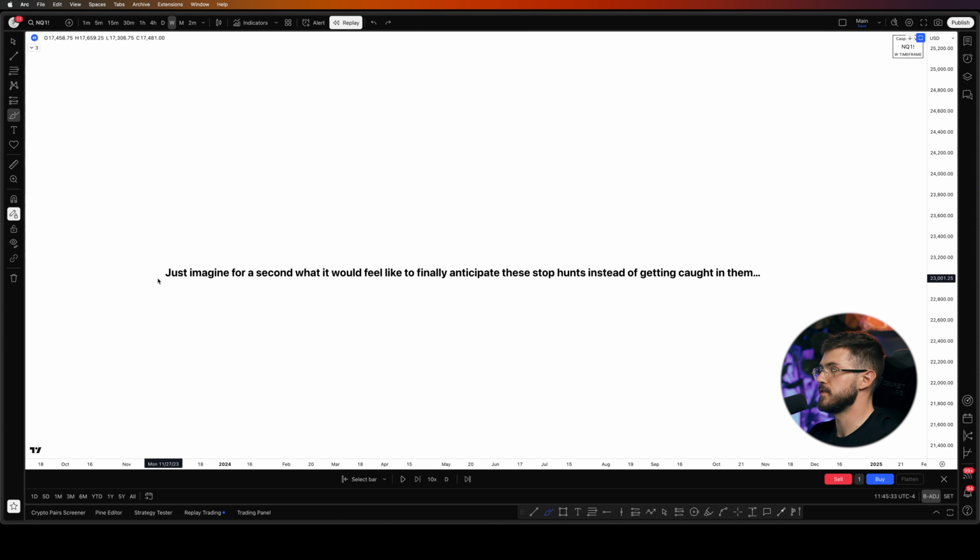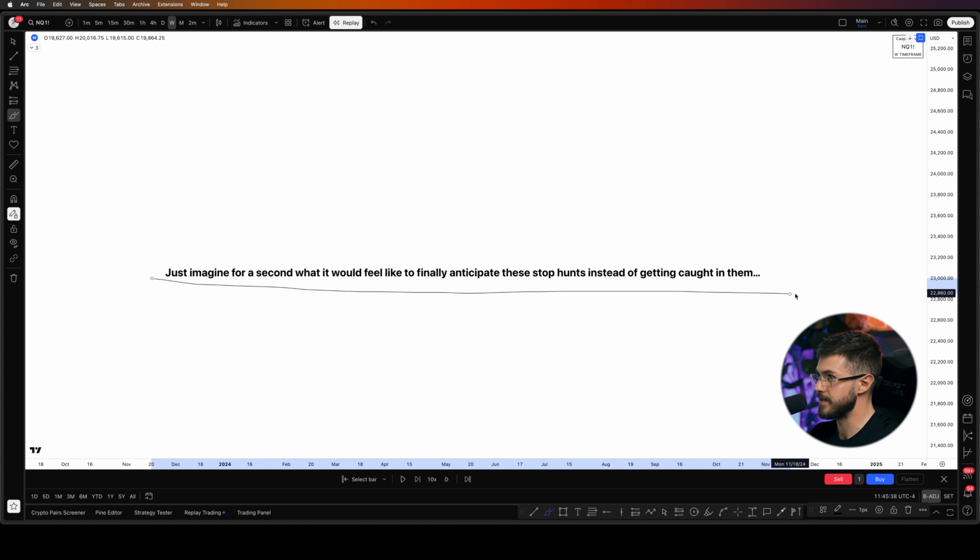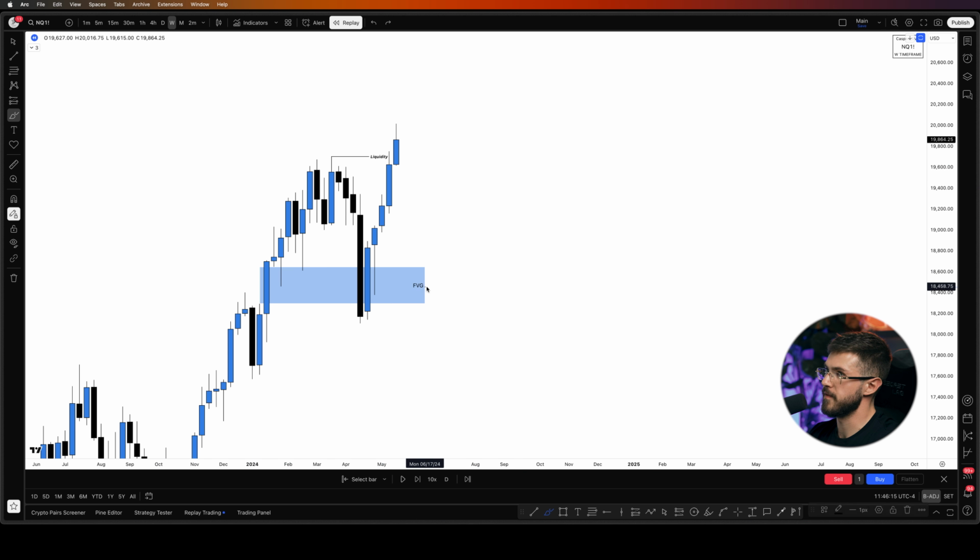Now, I can't stress the importance of this enough. I mean, just imagine for a second what it would feel like to finally anticipate these stop hunts instead of getting caught in them. So we know that price goes from fair value gaps to swing points, but how do you actually make money on this move?